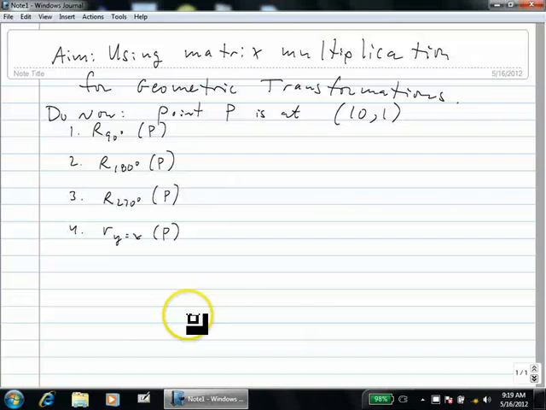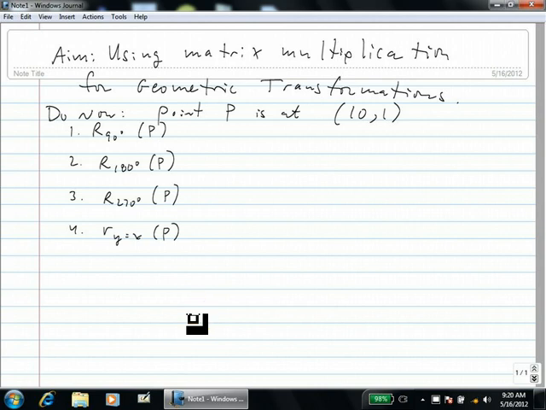Today's lesson is on how to use matrix multiplication for geometric transformations. In the last lesson you learned how to do matrix multiplication, and in this one I'm going to show you an application of matrix multiplication. A geometric transformation, there are different types. One is rotation, or there's also line reflections, and dilations are the main three geometric transformations.